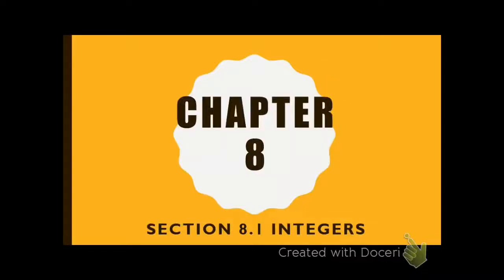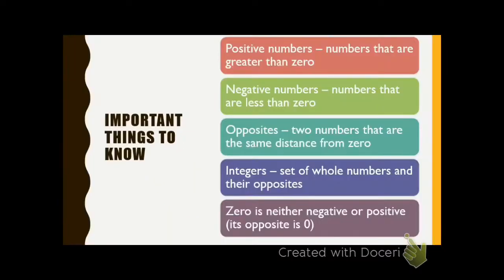Class, we're going to start chapter 8 today, and this chapter is talking about integers. So we're going to be discussing positive and negative numbers. A couple of important things for you to remember are positive numbers are numbers that are greater than 0. So 0 is not a positive number. Negative numbers are numbers that are less than 0. 0 is not a negative number.